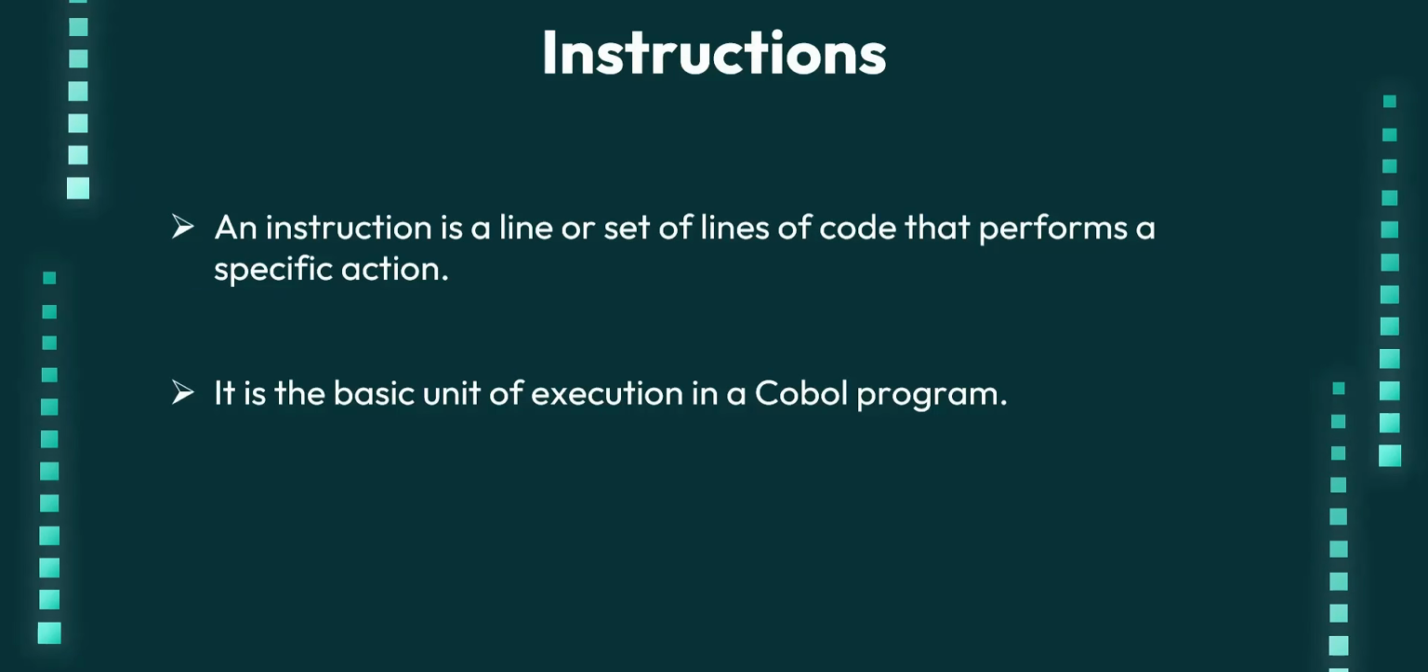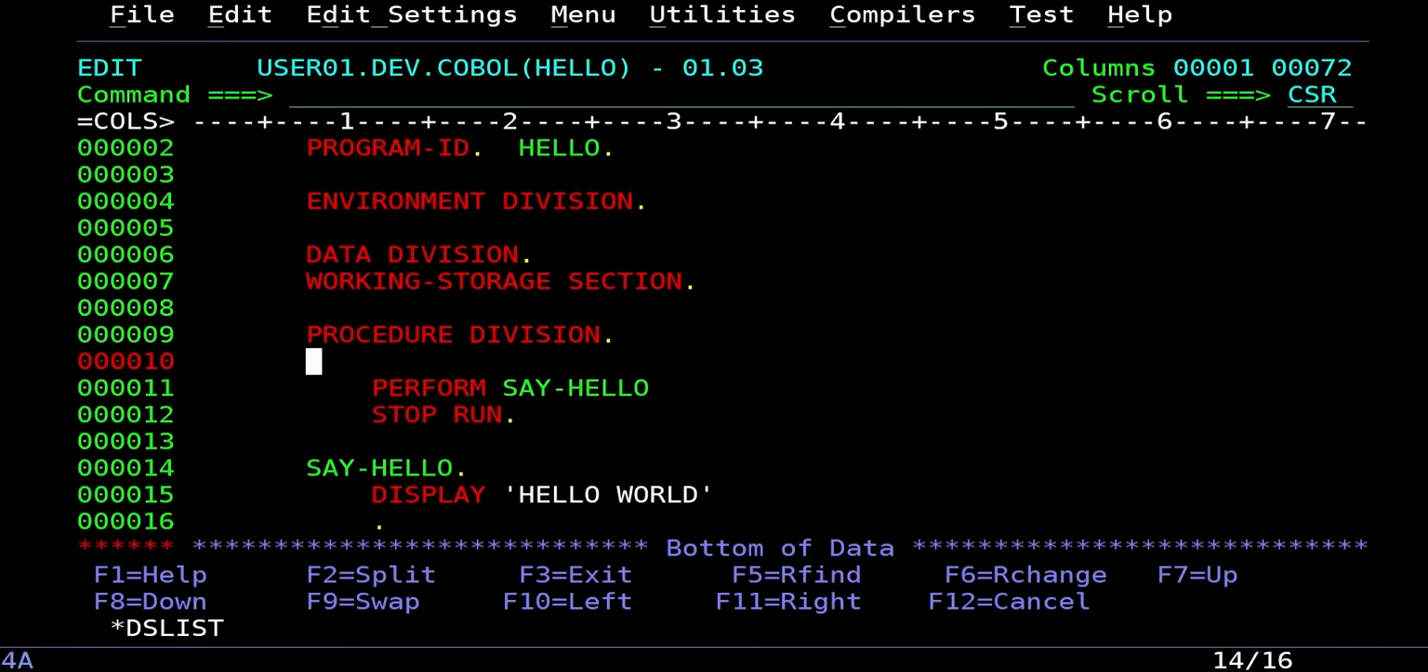Finally, at the lowest level of the hierarchy, we find instructions. An instruction is a line or set of lines of code that performs a specific action. It is the basic unit of execution in a Cobol program. In the Hello World program, we saw the display instruction, which outputs a message to the system.